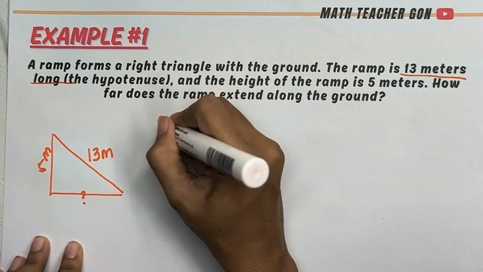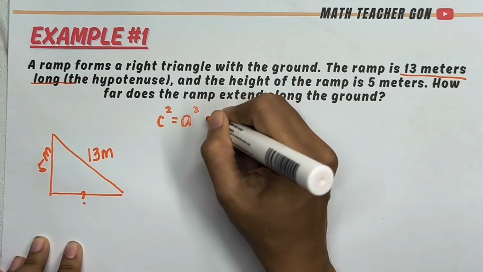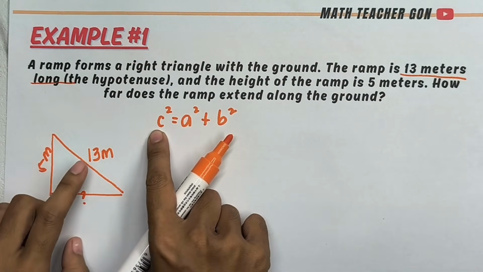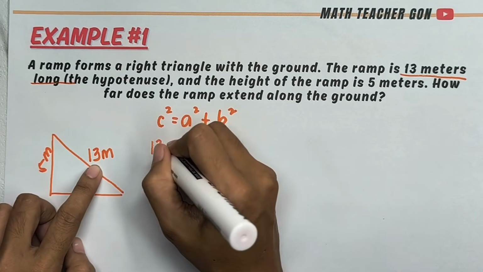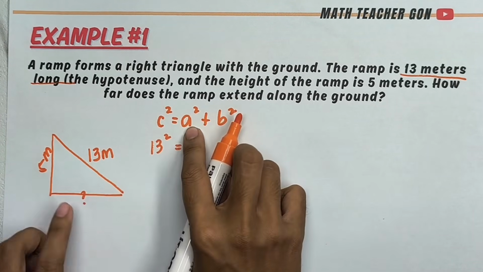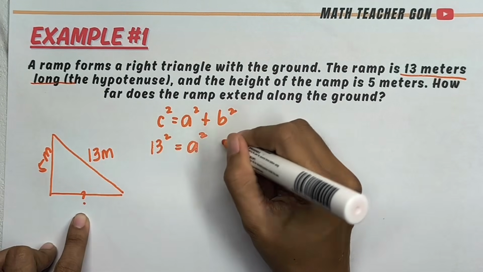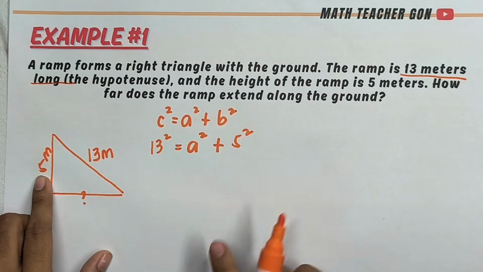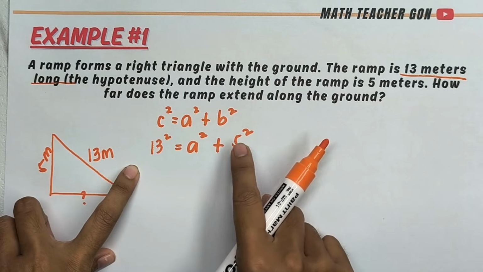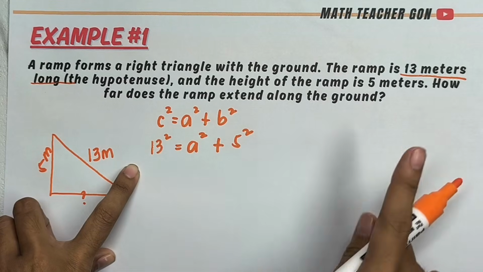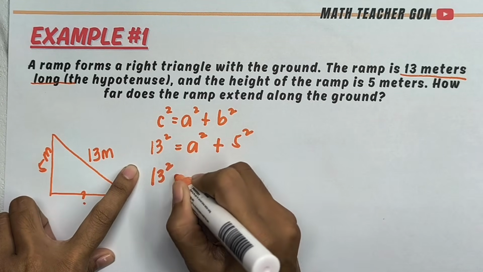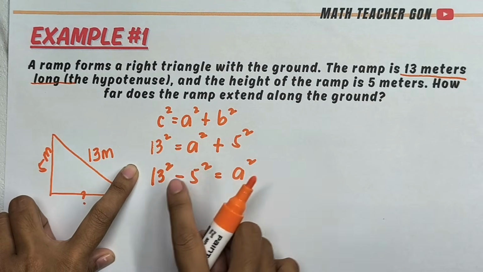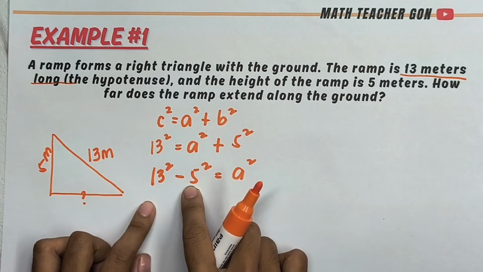So for the formula, you have C squared is equal to A squared plus B squared. Okay? So let's substitute. C squared is 13 squared, is equal to, A is missing here, A squared plus B is 5, 5 squared. So let's move this one to the left side. If you move 5 squared to the left side, that will be minus. So 13 squared minus 5 squared is equal to A squared.